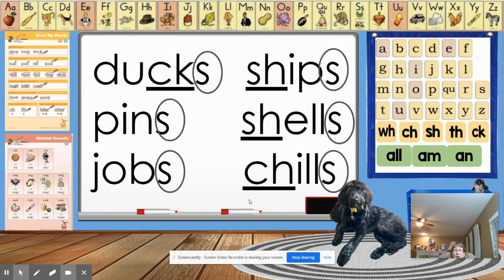To mail. What is the other meaning of the word ships, the plural meaning? That's right, boats, right? Ships means more than one boat.